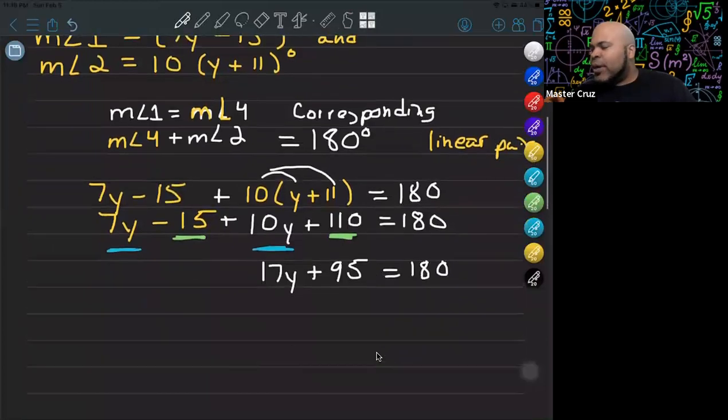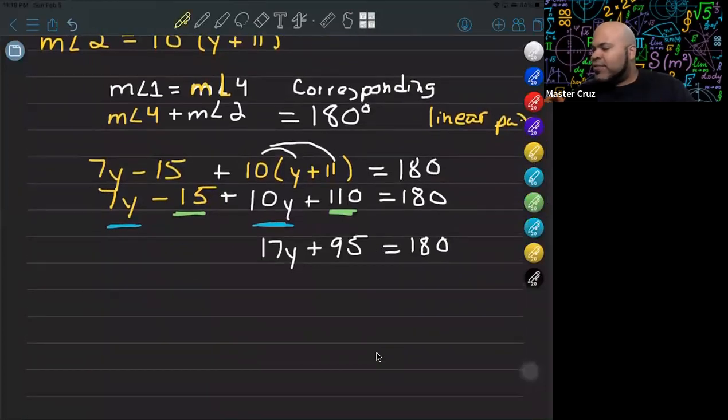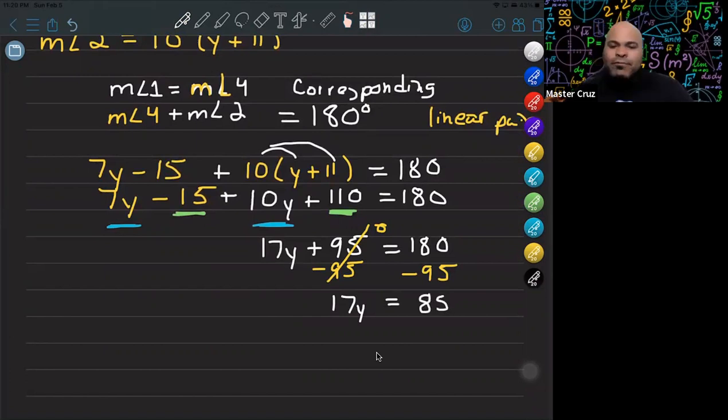It's a two-step equation, so all we have to do is subtract and divide. We subtract 95 from both sides: minus 95, minus 95. This goes to 0, and I have 17y equals, keeping the equal sign aligned. I always keep the equal sign aligned. 180 minus 95 is 85. Then to solve for y, all we have to do is divide both sides by 17. We're just putting together things that you learned previously.